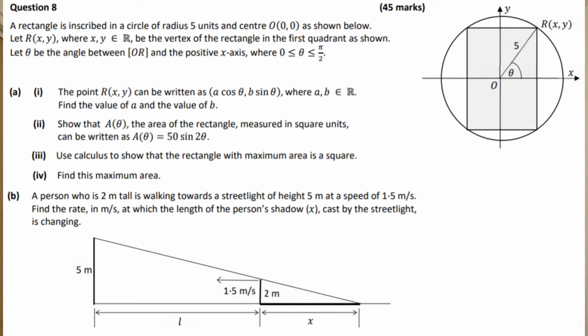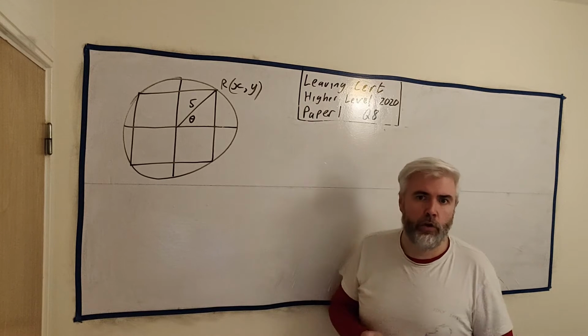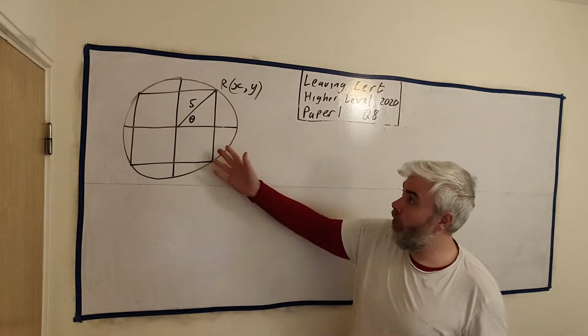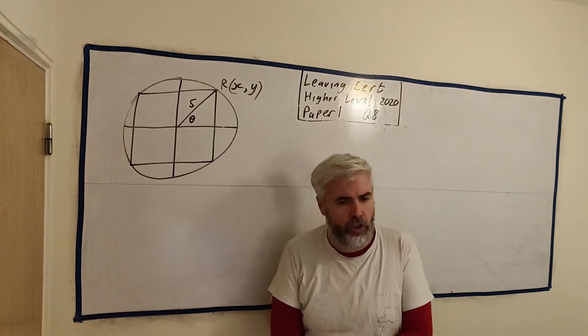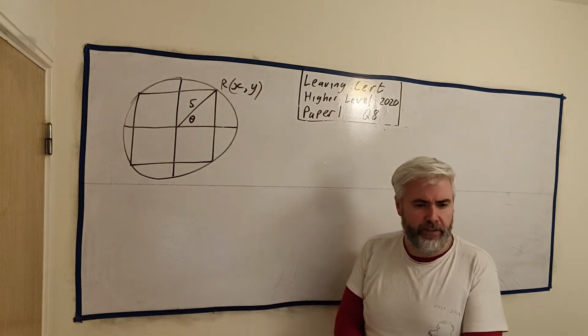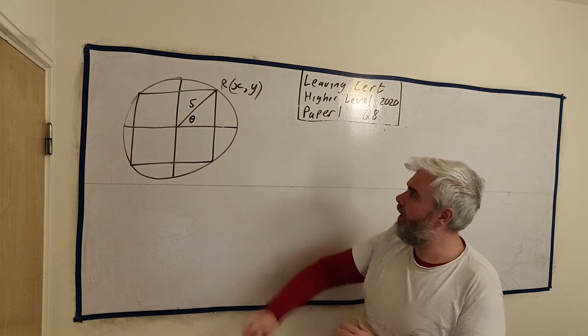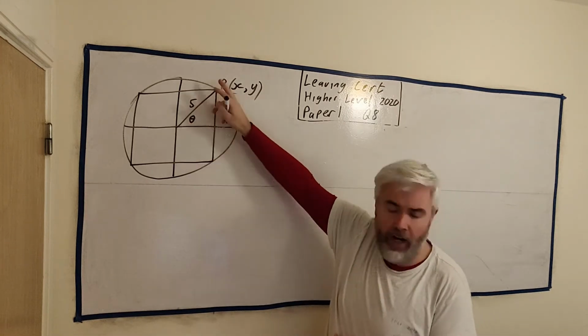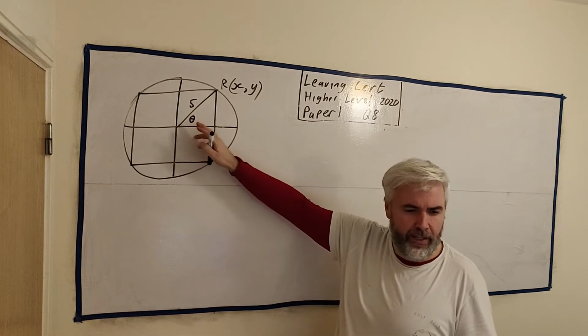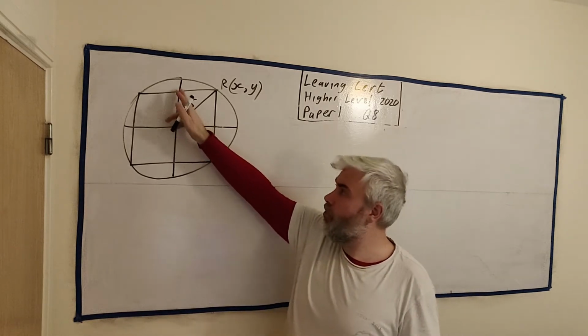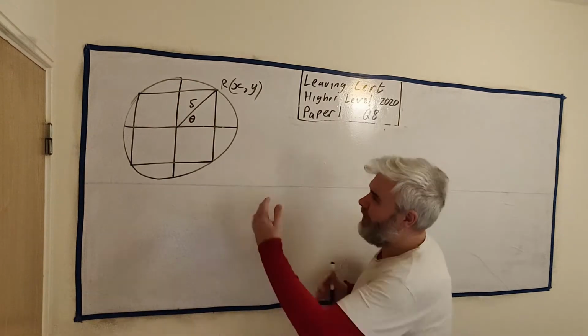Now this question is the second long question in this paper. It revolves around this shape here, a rectangle inside a circle. It tells us a few different things. It tells us this length here is 5, really that's it I think. It tells us this angle is between 0 and pi over 2, which is 90 degrees. That sort of makes sense.